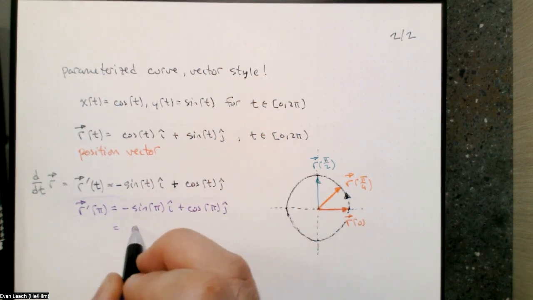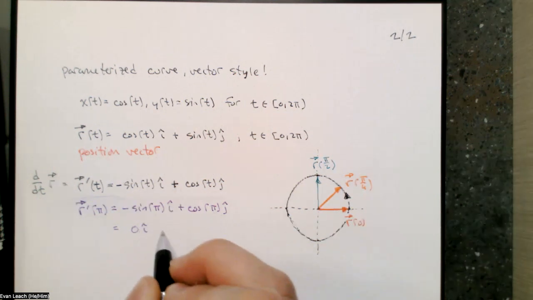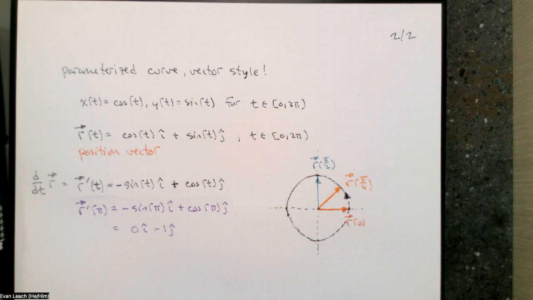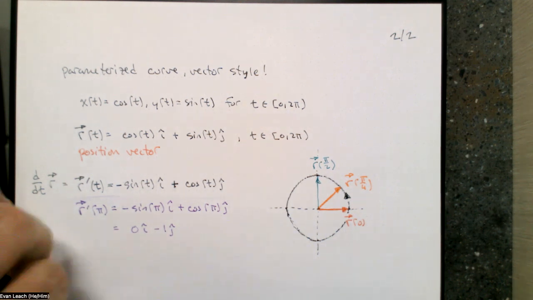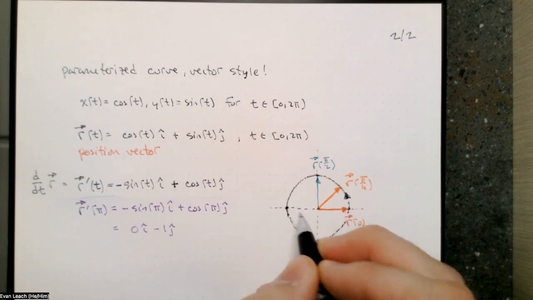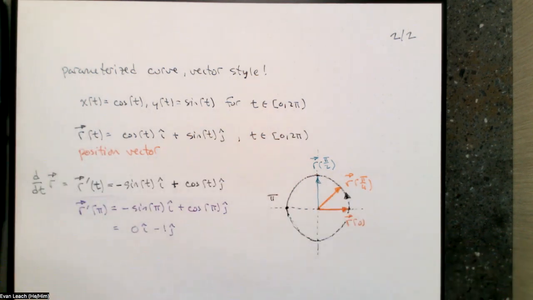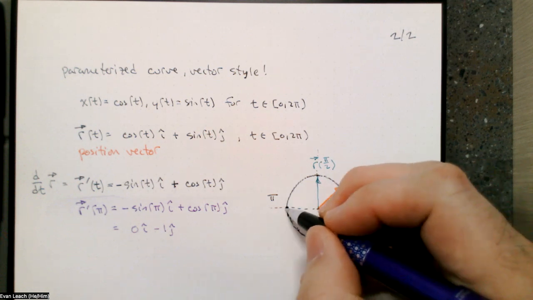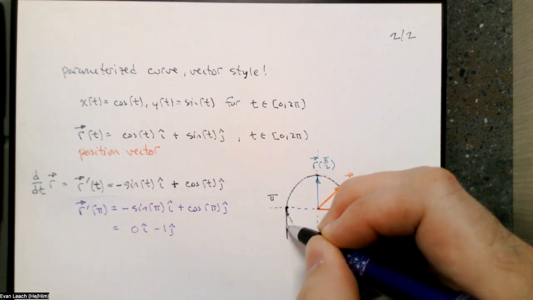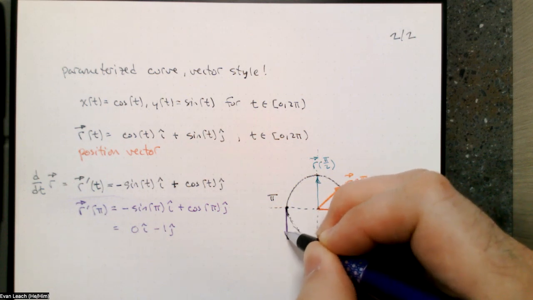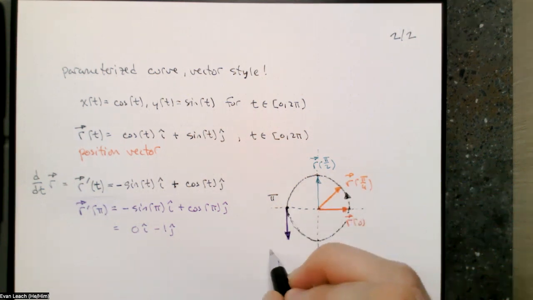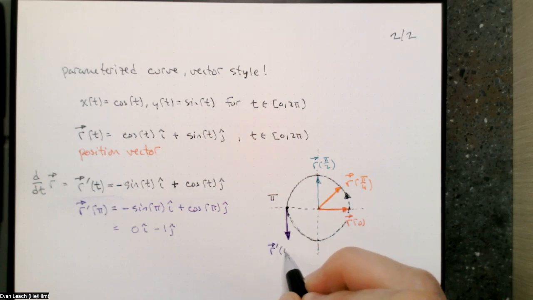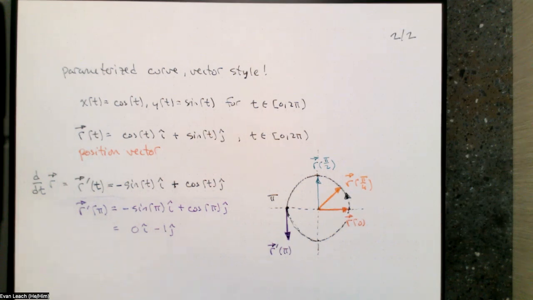Sine of pi is still 0, so this is still 0i. But cosine of pi is negative 1. So at the point r(pi), our location, our position, is going to be here. This is where we are at pi. And our velocity vector is 0, negative 1. That makes sense. That is tangent to the circle at that point.